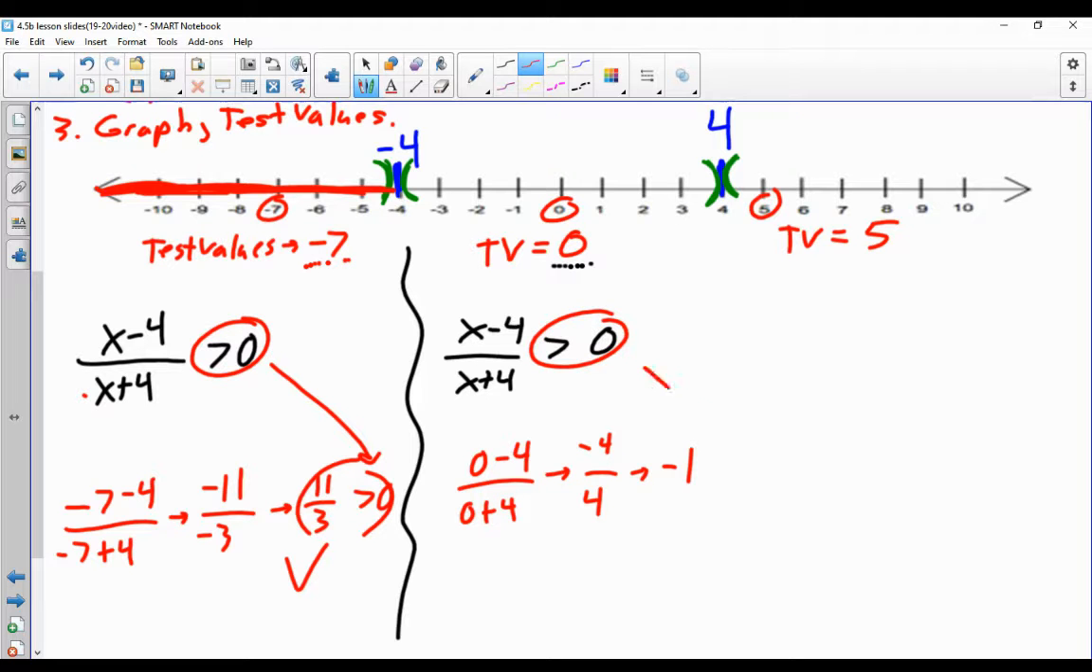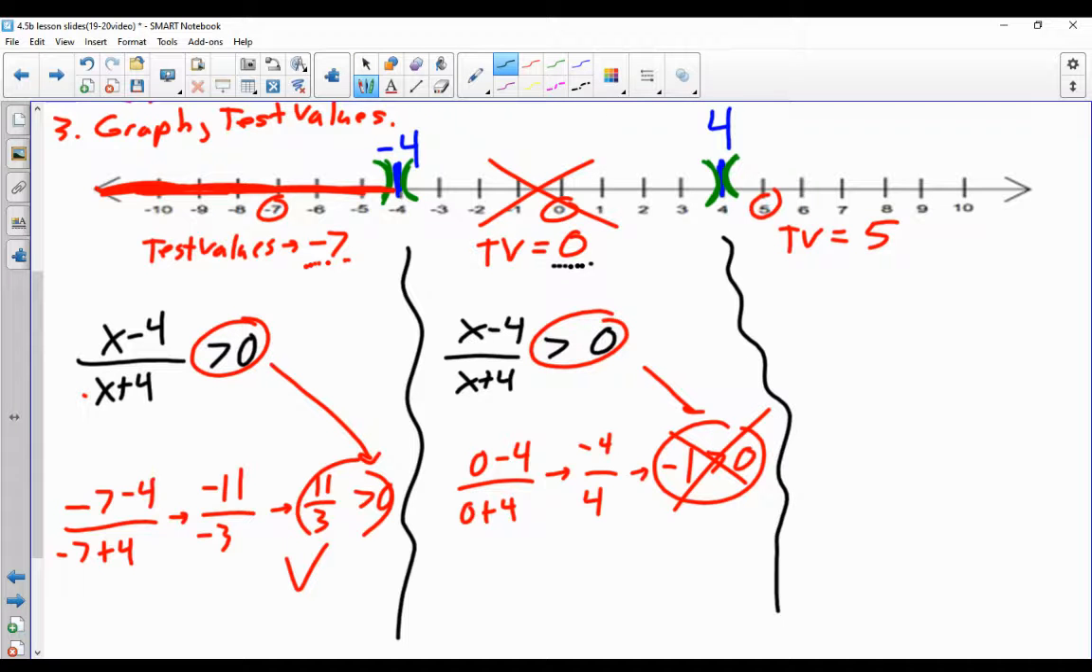But is that greater than 0? And sadly, -1 is not greater than 0. That is a false statement. So in other words, this interval is out. It's not part of our answer. All right, 2 intervals down, 1 more to go.